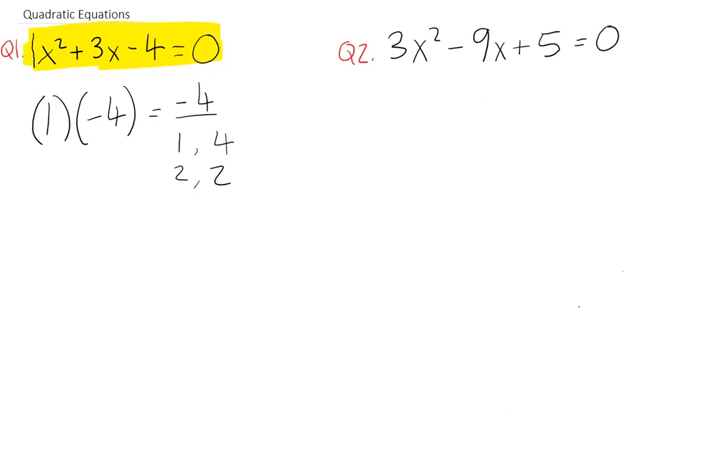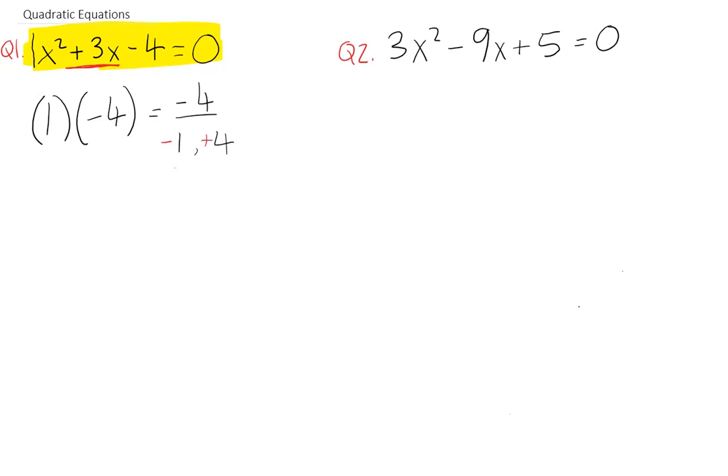Now you have to decide what signs you're going to put with either 1 and 4 or 2 and 2. The aim is to get a plus 3, so a plus 3x, to get your middle term. For example, if I put a plus 2 and a plus 2 there, that gives me 4, not 3, so this one will be wrong. If I did a plus 1 and a plus 4, that would give me 5. But I can see an answer here, and hopefully you can see it. If I have my plus 4 and a minus 1, it will give me 3.